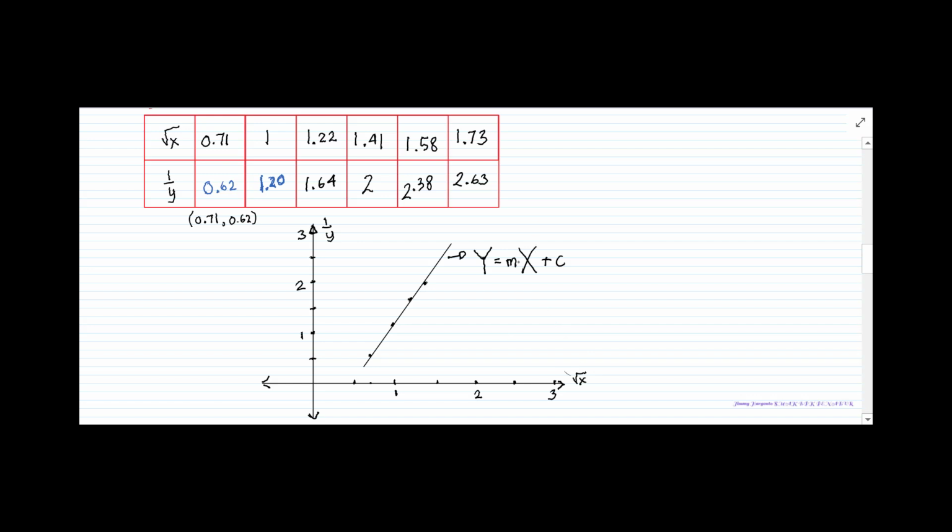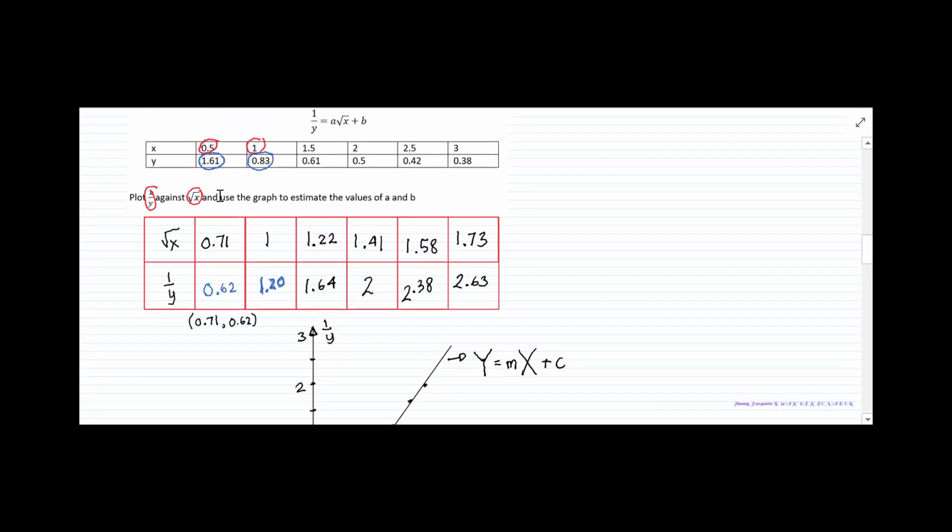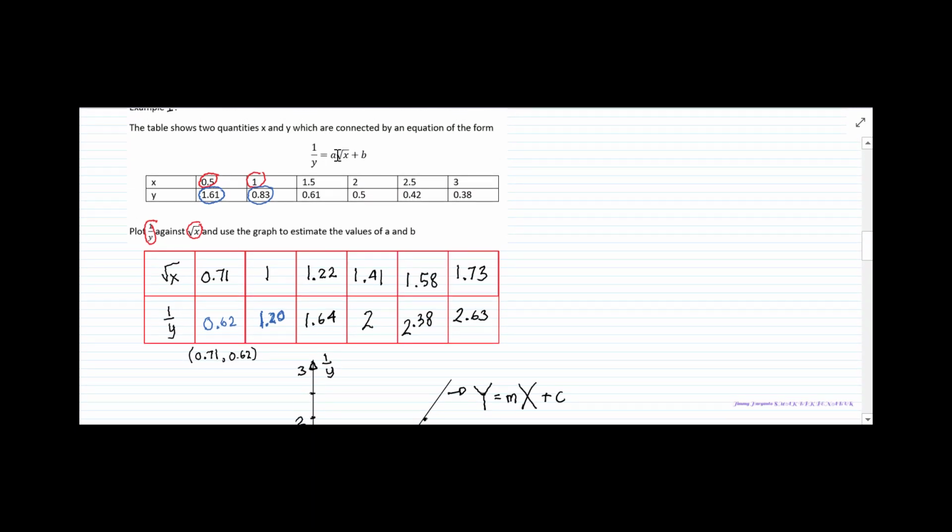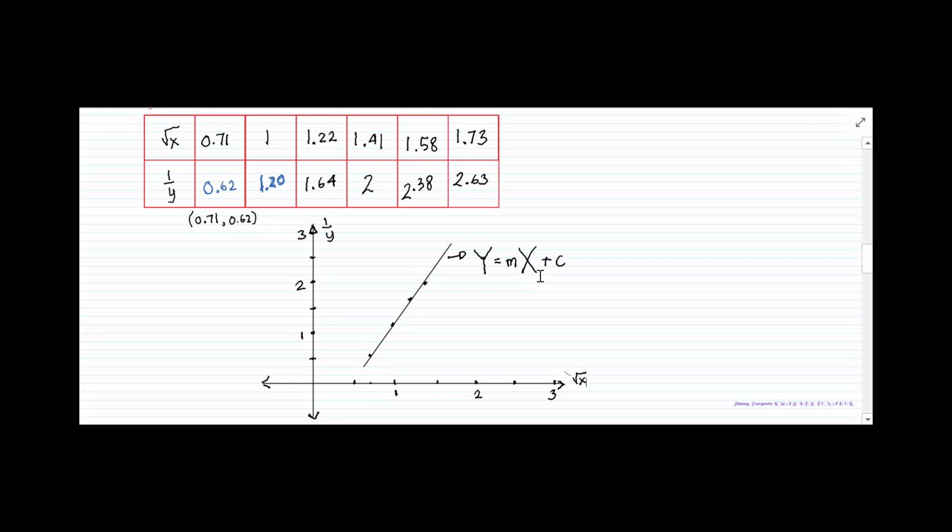Okay, now the second instruction: use the graph to estimate the value of a and b. So now we have to find a and b. How to find a and b? We have to find the original equation first from this one, big Y and big X. Okay, so the first step is you have to find the gradient. To find the gradient in this question is a little bit hard if you use rise over run, except if you use millimeter block. If you use millimeter block, it's easy.